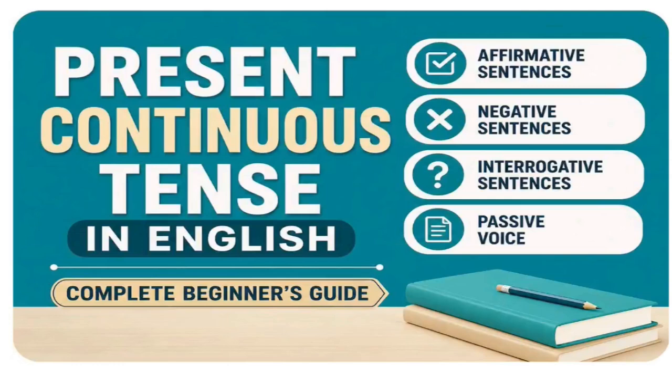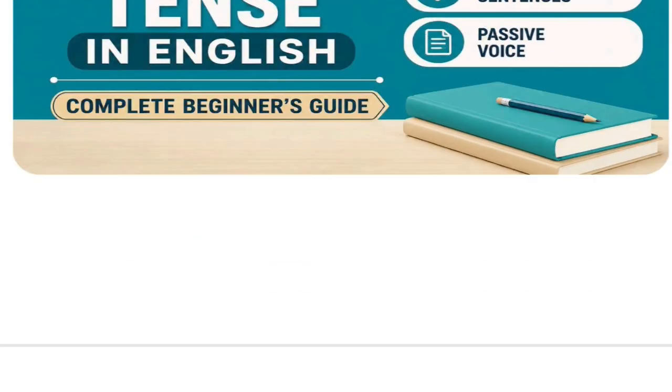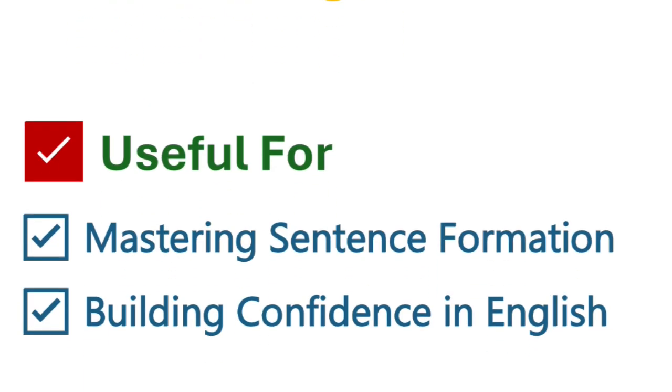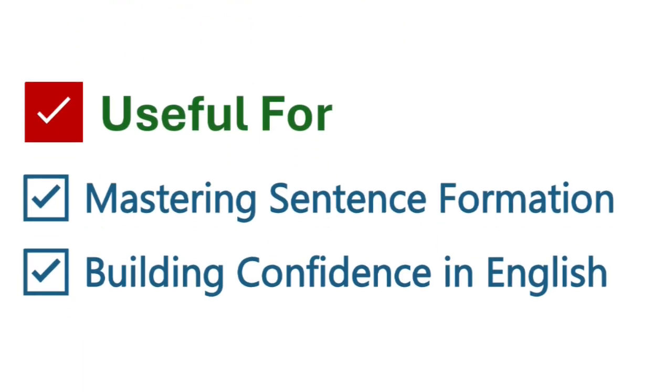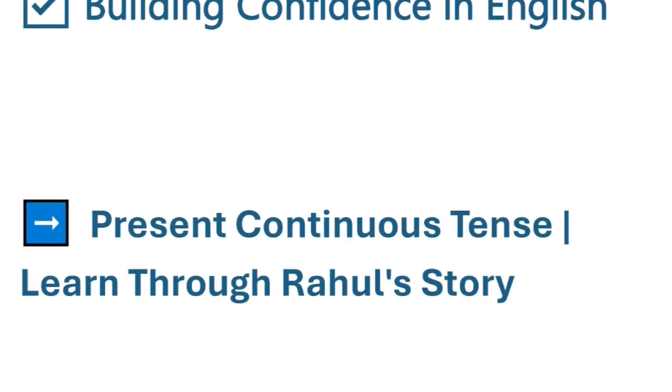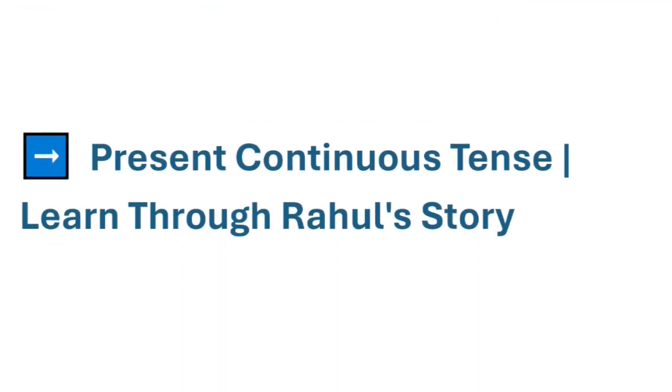Present continuous tense, in which we'll be talking about the different kinds of sentences. For example, the affirmative sentences, the negative sentences, the interrogative sentences, and how to make passive voices in the present continuous tense in English. So let's begin. The video is going to be useful for anyone who's mastering sentence formation or building confidence in English. So let's start the present continuous tense and learn it through Rahul's story.